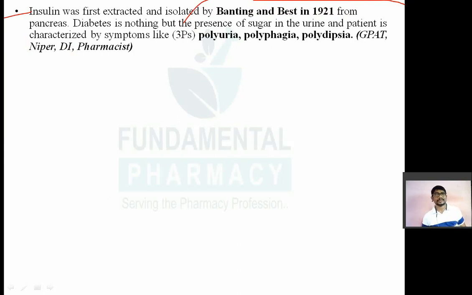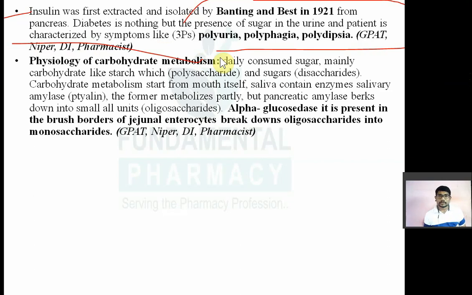Now diabetes is characterized by presence of sugar in the urine. Okay, and you can identify a diabetic patient easily by these three P's. If a patient is suffering from diabetes, he is having polyuria, polyphagia, polydipsia. Polyuria means frequent urination. Polyphagia means increased hunger. Polydipsia means increased thirst. These are the three P's of diabetes. You can characterize a diabetes patient easily.